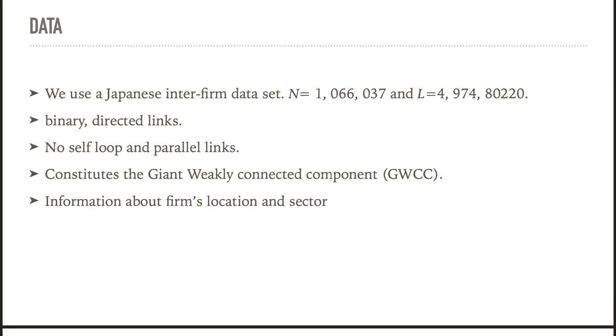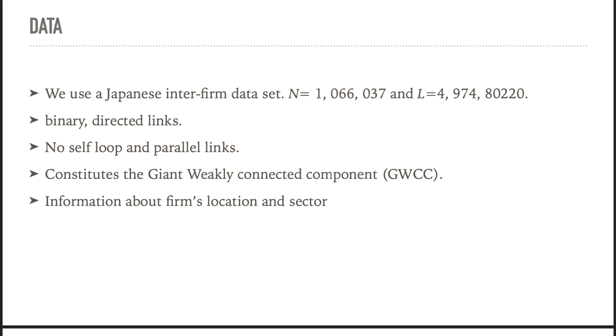We use Japanese interfirm data, which consists of 1 million firms and around 5 million links. These links are binary and directed. This number comes after preprocessing the data, where we remove all the self loops and parallel edges, and this also constitutes the giant weakly connected component.